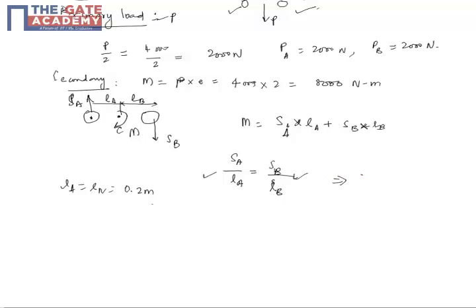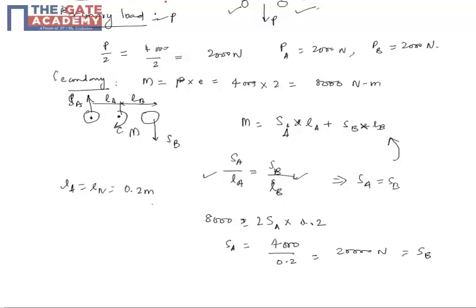So going by this, we get SA equal to SB, and then we substitute it here. The moment we already got as 8000 Newton meter. SA is the same as SB, so it is twice SA into LA, that is SA into 0.2. From this we get SA as 8000 by 0.4, that is 20,000. And SB is also the same because SA and SB are the same. So 20,000 Newton is the secondary load.